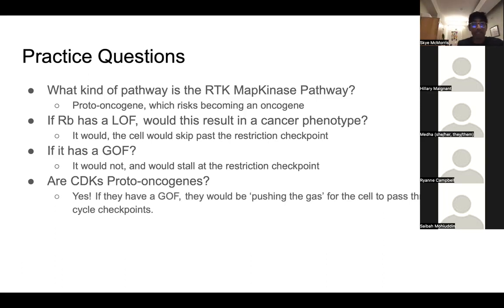That means that if you have a gain of function in a CDK encoding gene, you'd be pushing the gas too much, and the cell would skip through the cell cycle checkpoints and you'd have an oncogene.